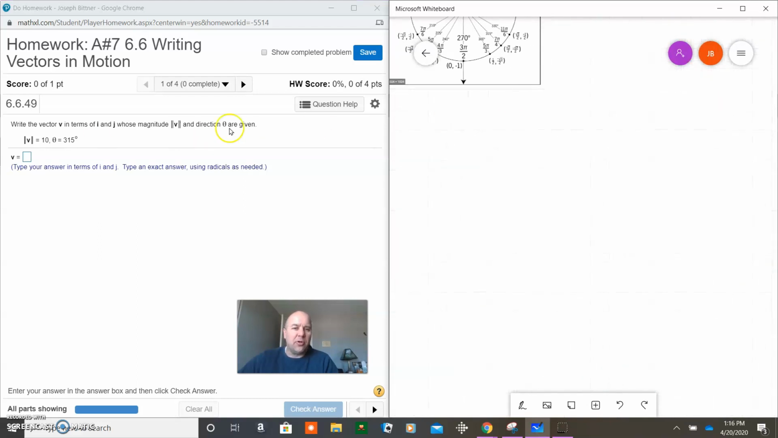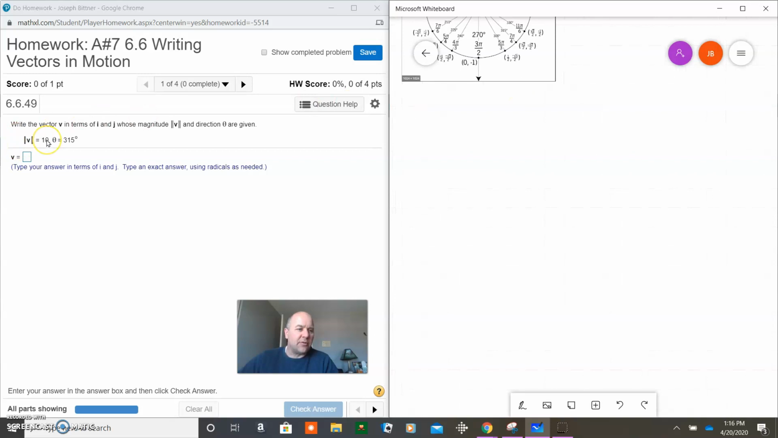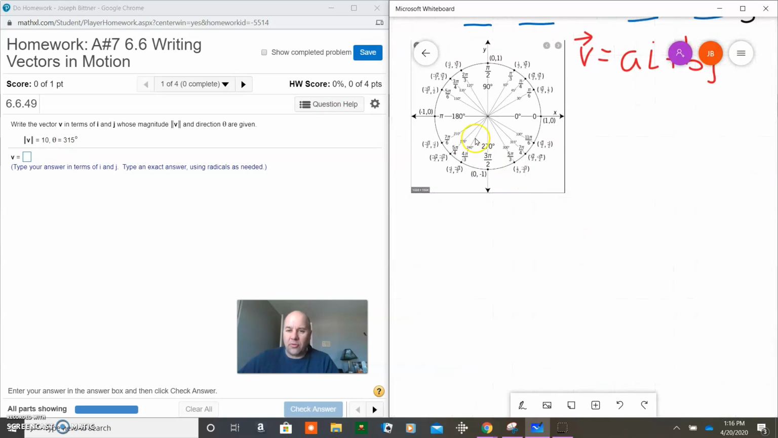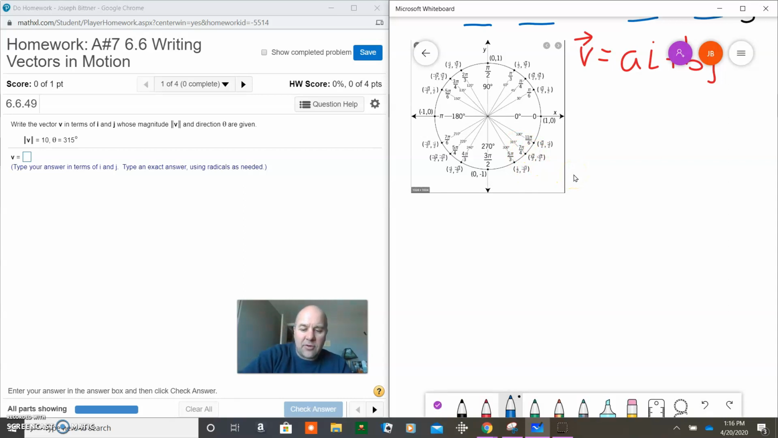The first problem is giving you the vector. So the vector is 10, I'm sorry, the magnitude. Magnitude is 10. And then the angle of direction is 315. Let me scroll this back down so I can see 315. 315 is down here in this region. There's my x and y values. Now, as I write out my vector here, let me write out the notation. I'm going to put it in red.